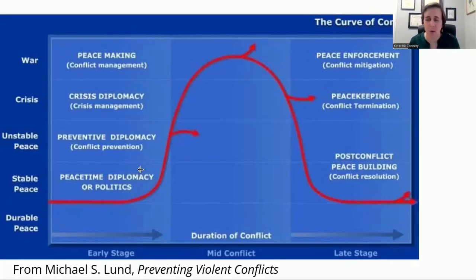And if the crisis is over, maybe it's an unstable peace and things could erupt again. So as you see where that crisis falls on the curve, you can look at what types of interventions would be most appropriate or useful, depending on where it is.